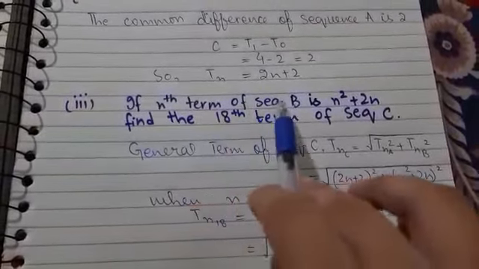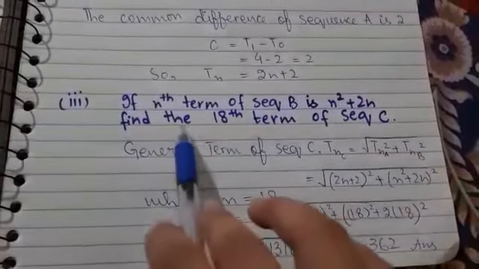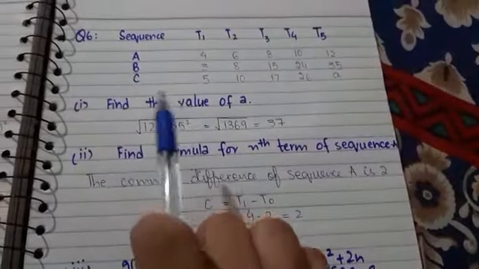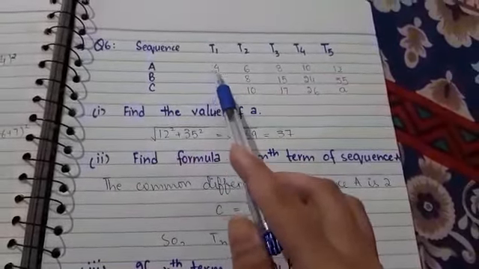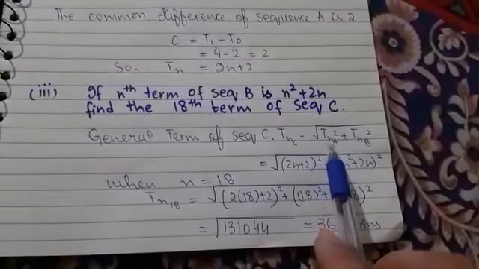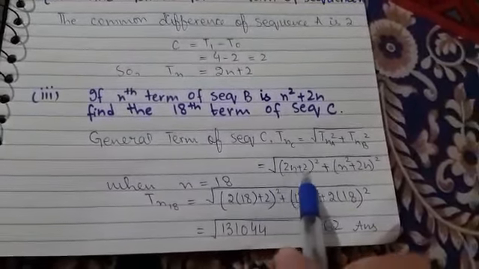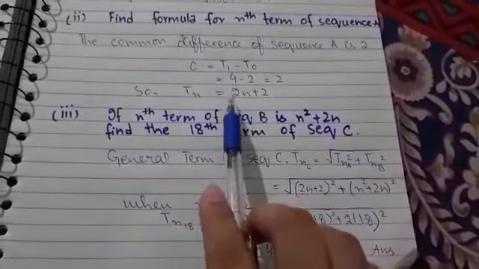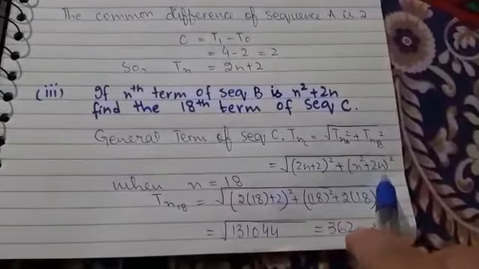states that the nth term of the sequence b is n square plus 2, and we have to find the 18th term of the sequence c. For this we first have to find the general term of the sequence c. As in part 1 we found that the value of the sequence c is obtained by adding the squares of the sequence a and sequence b and then taking the square root. So the general formula will be the square root of the sum of the squares of the terms of sequence a and sequence b. Now the general formula for the sequence a is 2n plus 2. We have found this term, so we will substitute it here. Similarly for b we can also find the formula, that is (n square plus 2n) whole square.